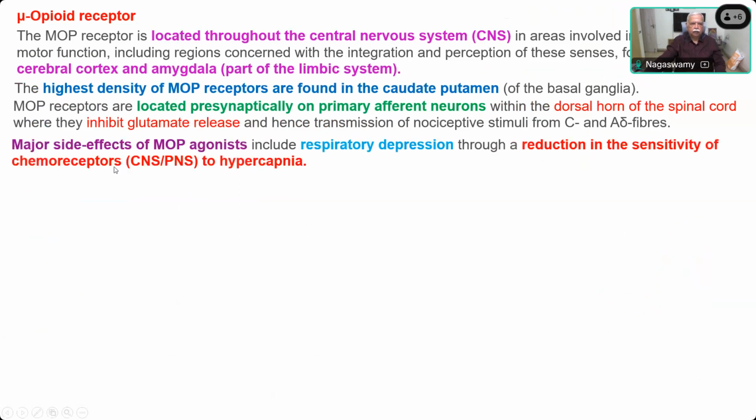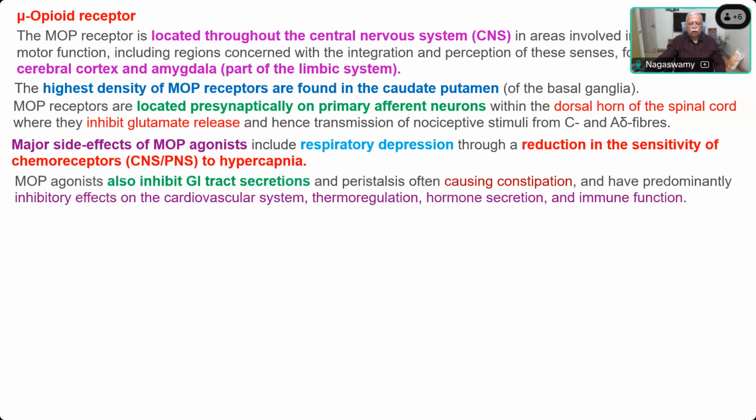And the major side effects are respiratory depression and reduction in the sensitivity of chemoreceptors to hypercapnia. That is why even when the respiratory rate goes down, naturally you will have hypercarbia, but that hypercarbia is not able to stimulate the respiratory drive as it normally happens. That is why morphine respiratory depression slowly kills the patient. And the MOP also inhibits gastric secretion and inhibits peristalsis, causing constipation. These are the two important side effects of the mu receptors or morphine drug.